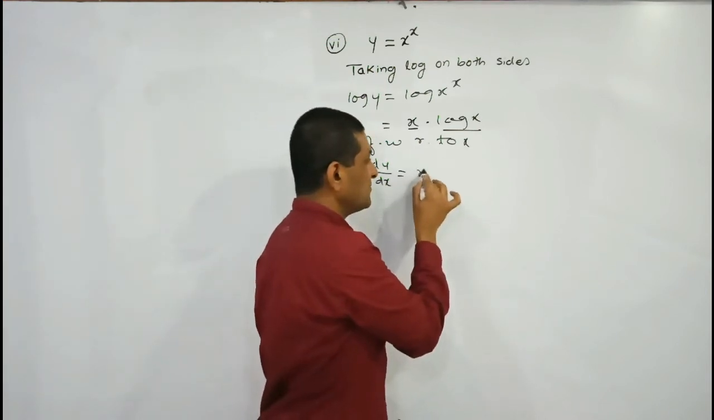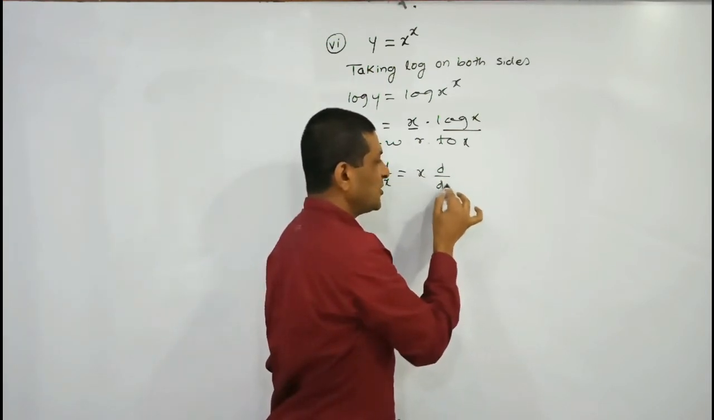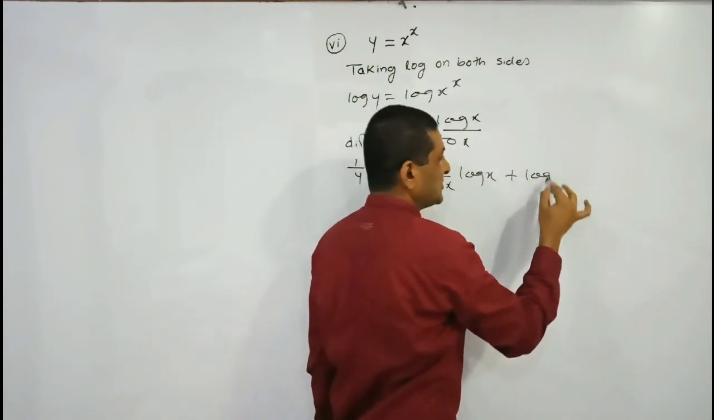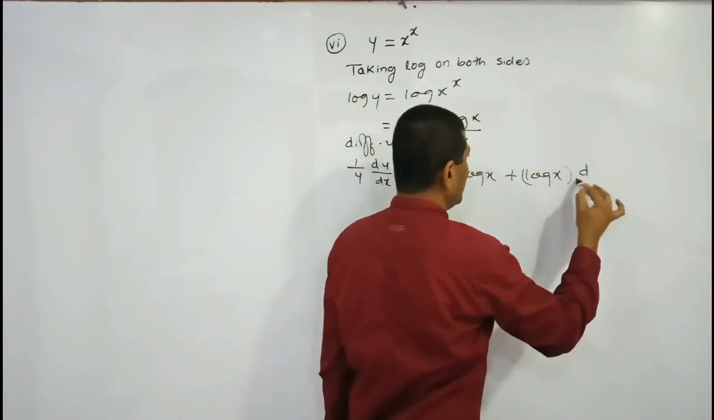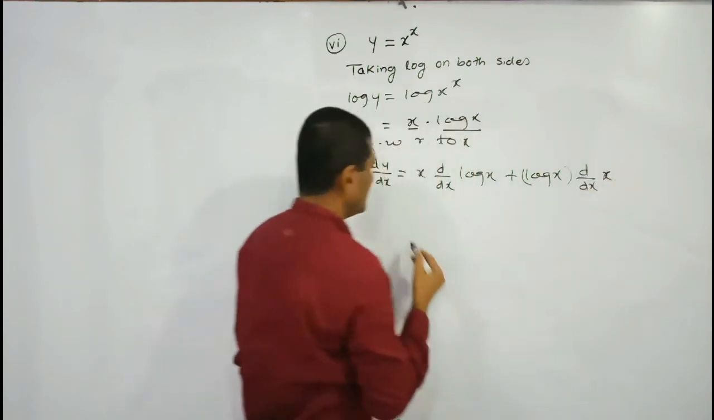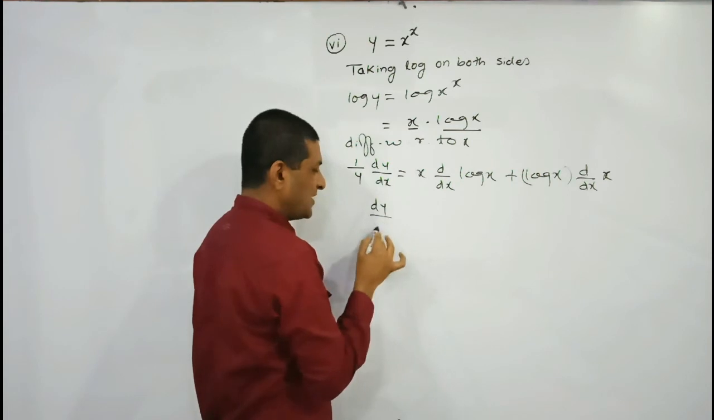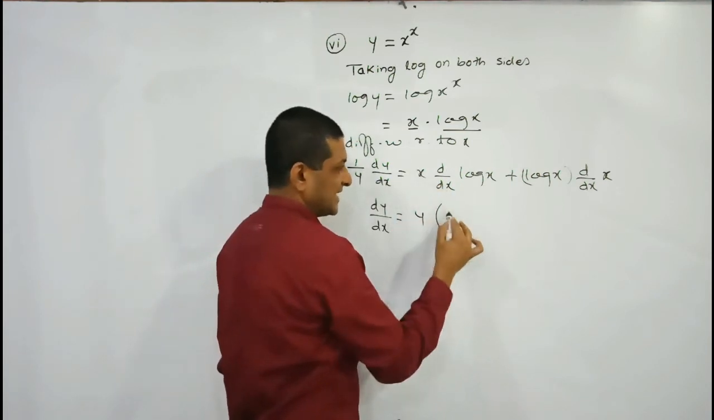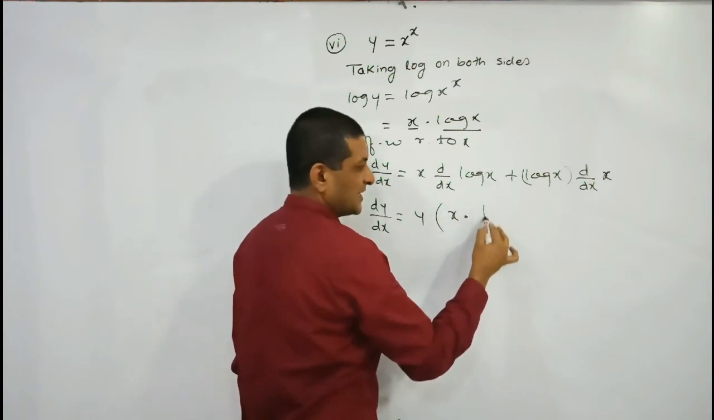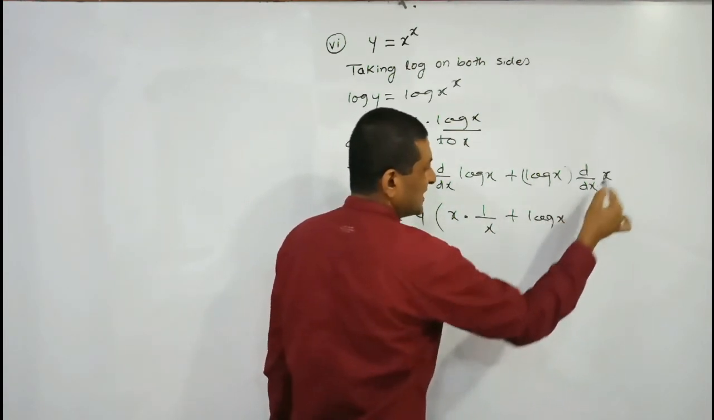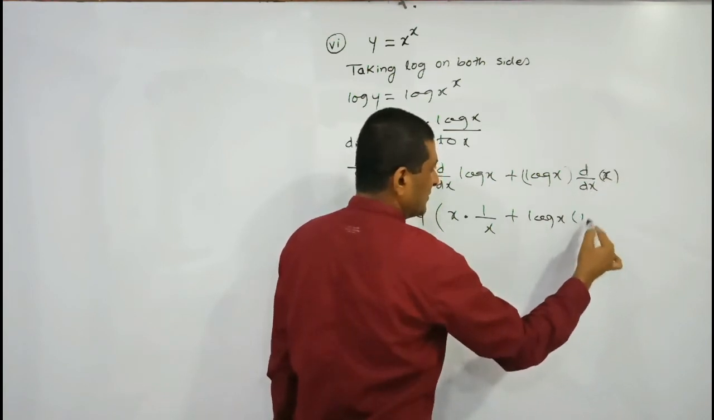According to the product rule, keep the first term as it is into the derivative of the second term. What is the second term here? Log x. Plus the second term as it is, log x as it is, into the derivative of the first term. What is the first term here? x. So dy upon dx is equal to, y will get multiplied on this side. Here x, keep it as it is. What is the derivative of log x? 1 by x. Again log x as it is, and here the derivative of x will be equal to 1.